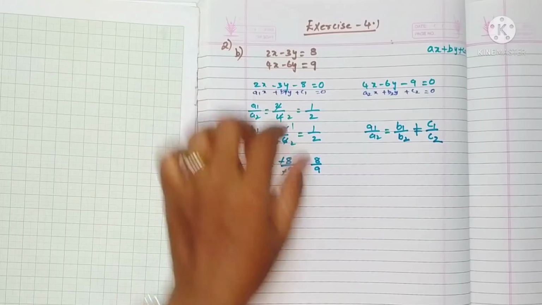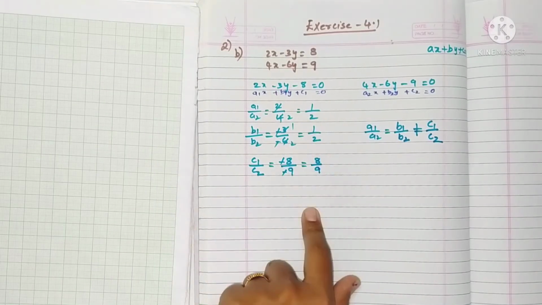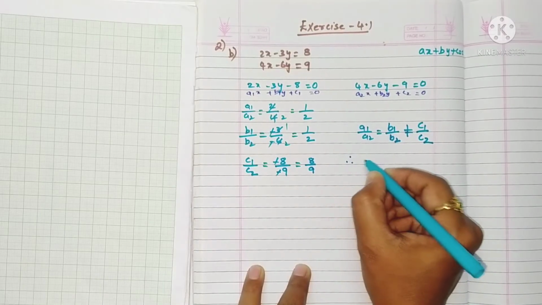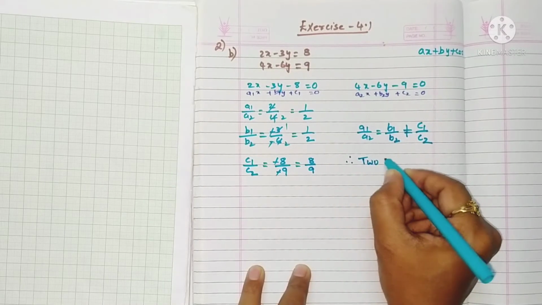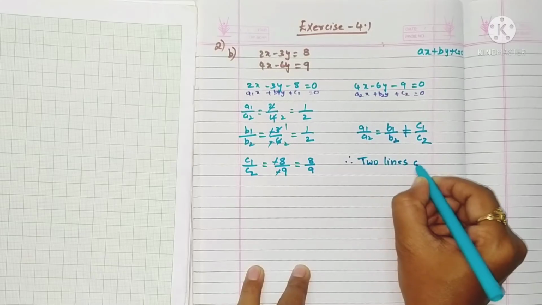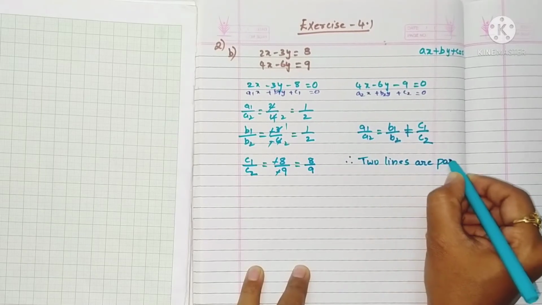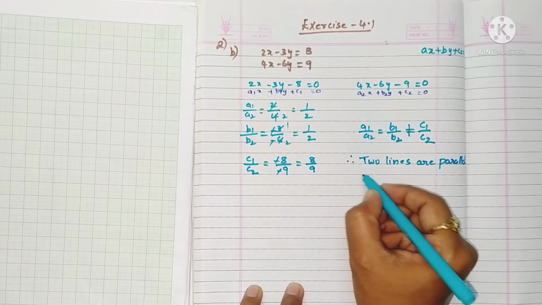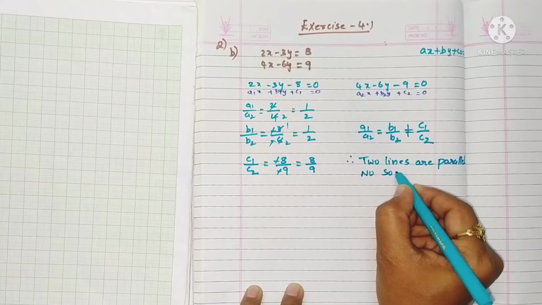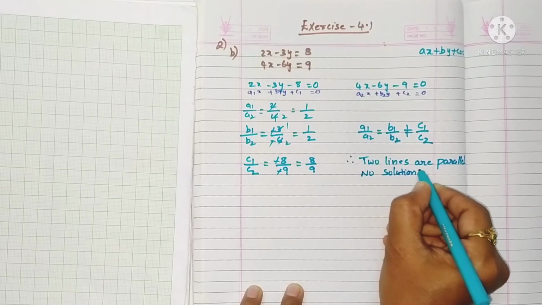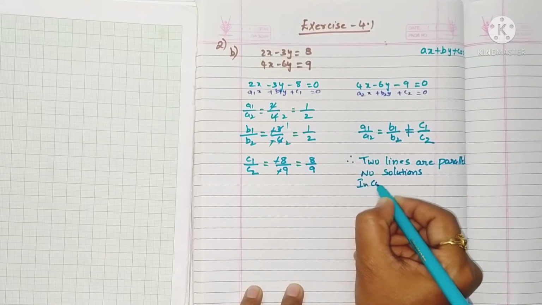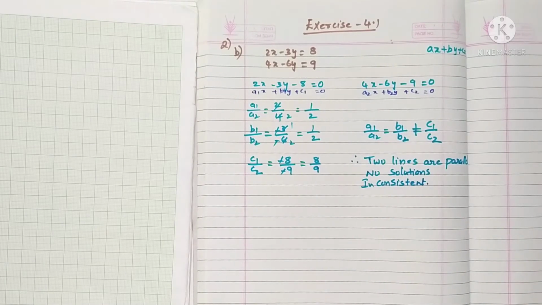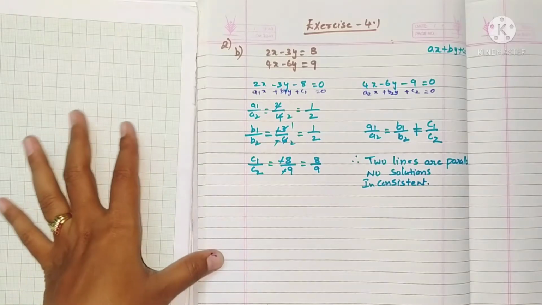Ivi rendu kada equal ga undi, idi matram equal ga ledu kada ee rendintiki. So ila unnapudu two lines are parallel. Parallel ga unnapudu asalu solutions untaya? No solutions, right? So no solutions means inconsistent. So they are inconsistent. Now we have to calculate the points, right?